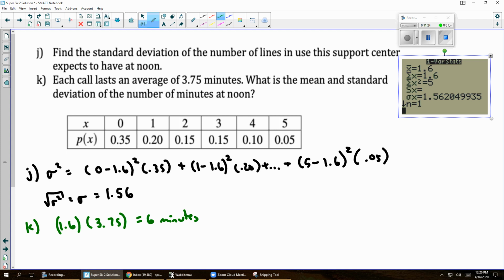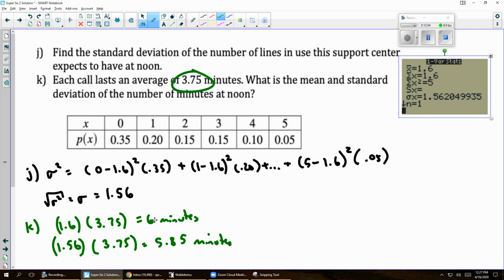Standard deviation works the same way. Standard deviation was 1.56, and 0.75 minutes per question is 5.85 minutes. That's because when I multiply by something, it changes the locations, such as the mean or the median or the minimum or the maximum, by that factor. And likewise, when I multiply by something, it changes those measures of spread, such as the standard deviation or the IQR, by that same factor.